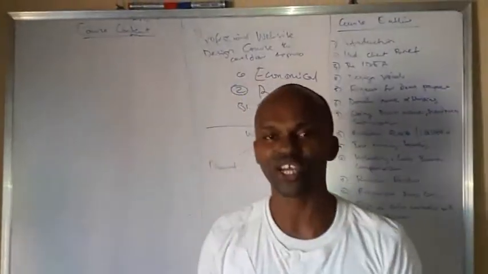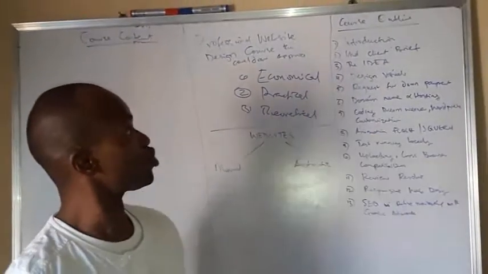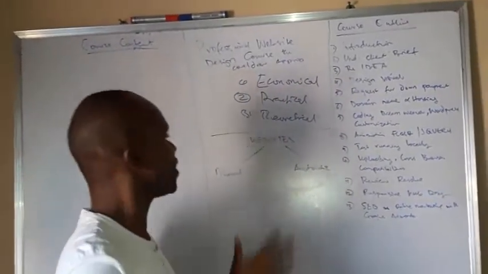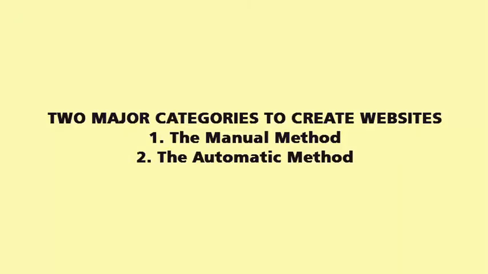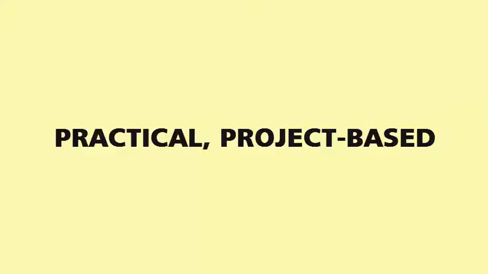Now it's important we look at the two major areas we are going to be creating websites with in our professional website design course, the CORELDRAW approach. As we move on, I'm going to be telling you why the CORELDRAW approach in the introduction of the course. The two major ways we are going to create websites in this course are the manual method and the automatic method. In the manual method, I'm going to show you how you're going to create your website from scratch with HTML and CSS.